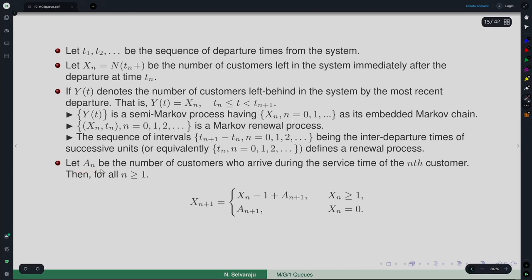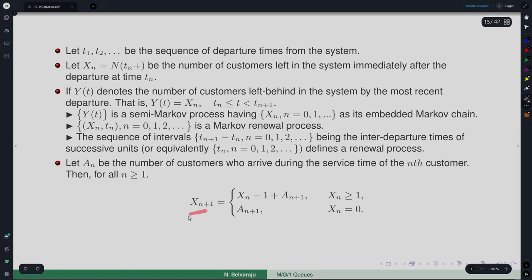To do that, let us denote An to be the number of customers who arrived during the service time of the nth customer. So, An is the number of customers who arrive during the service time of the nth customer.